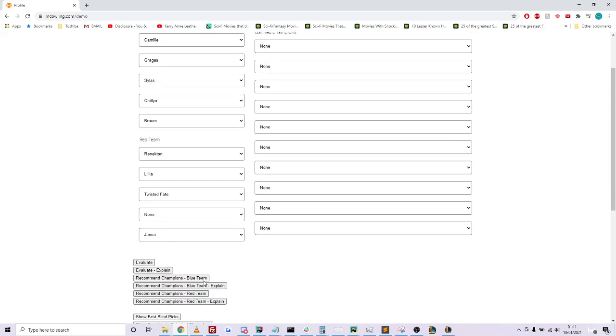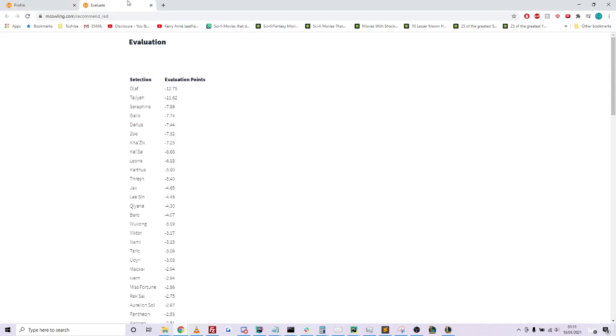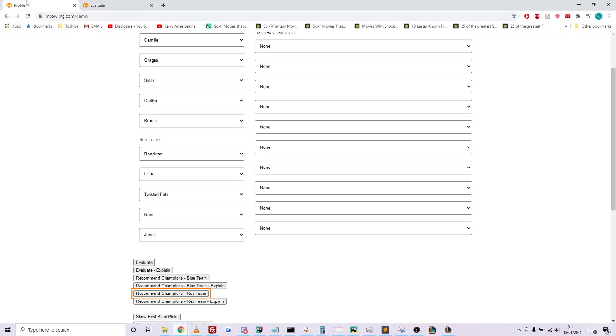So we are the red team, so we click recommend champions for the red team, and then we find the first sort of AD carry or champion that fits our champion pool. So for me, it would be Kai'Sa, which would gain us 6 evaluation points for the red team. So negative is good for the red team, and positive would be good for the blue team. So Kai'Sa would be our first pick, and if that's banned, for example, we'd go for Miss Fortune. So we'll put in Kai'Sa, and then we can evaluate the champion select.